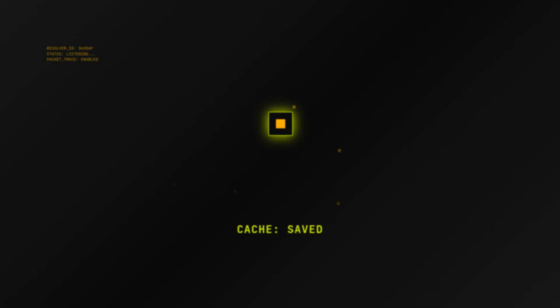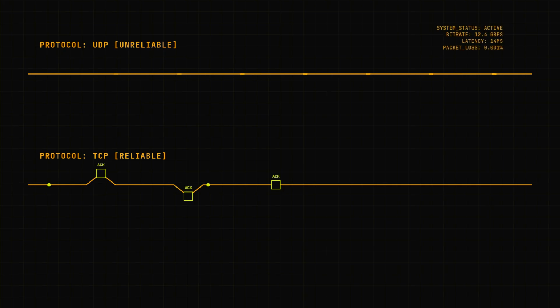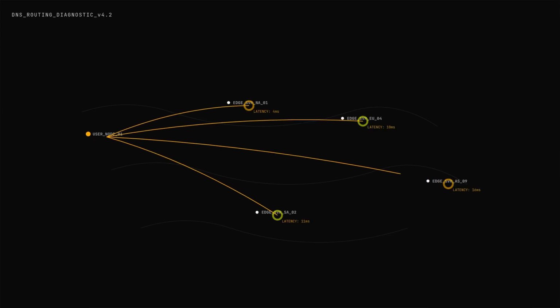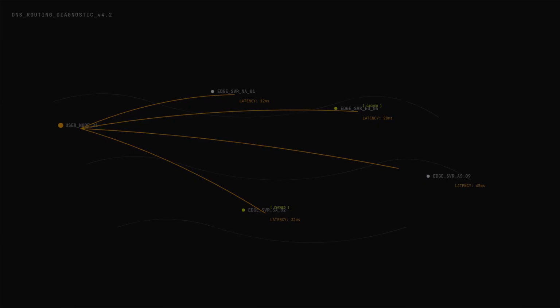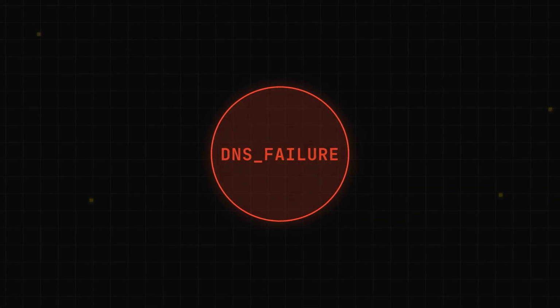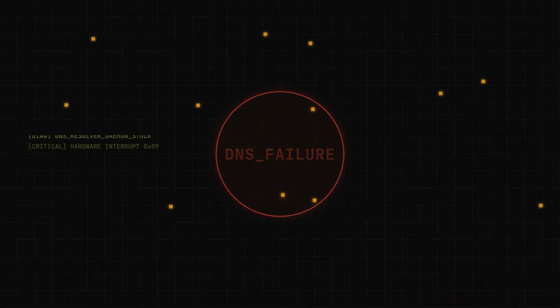That IP is sent back and also cached by the resolver and your system, so the next request is much faster. Most DNS queries use UDP for speed, but if the response is large, TCP is used instead. And because DNS is so critical, systems use caching, anycast routing, and globally distributed servers to keep it fast and reliable. But if something goes wrong, like slow resolution or DNS failure, you might never even reach the website. And that IP address, that's just the beginning of the journey.